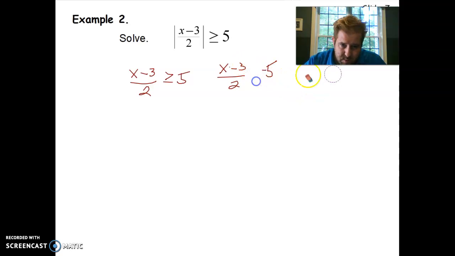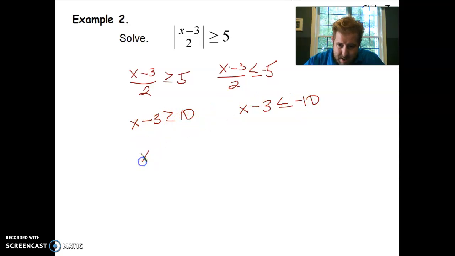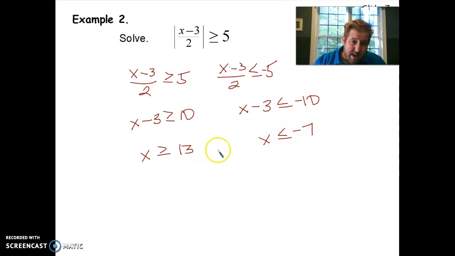All right, so scratch that. One slight mistake. So here we go. We have to flip the sign. Once again, when we change to the negative, you have to change the sign. Multiply both sides by 2, you get x minus 3 is greater than or equal to 10. Over here, you get x minus 3 is less than or equal to negative 10. Add 3 to both sides, and you end up getting x greater than or equal to 13, and x less than or equal to, adding 3, negative 7. So there's your answer. It's either one of these. That's one of those cases where it's going in opposite directions.